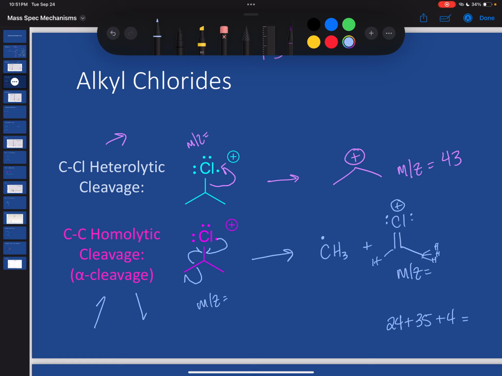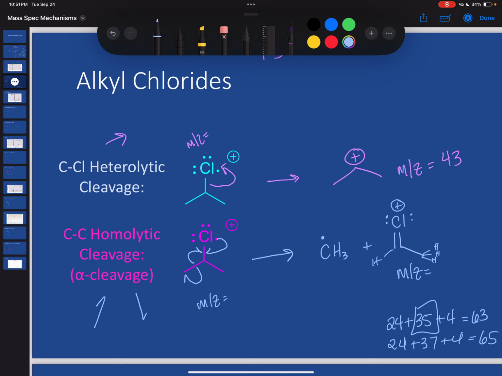Okay, I'm getting 63. Now, this has chlorine, so I need to be worried about the other isotope. So this one specifically looked at the isotope 35, but chlorine also has an isotope at 37, so that's just going to add 2, so I should also see 65. All right, so those are going to be my peaks for my alpha cleavage.